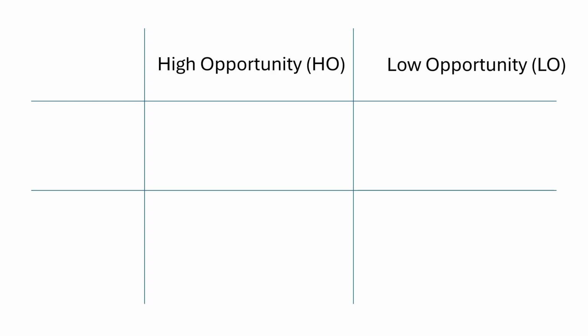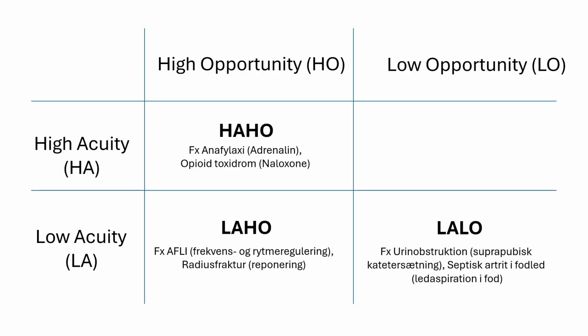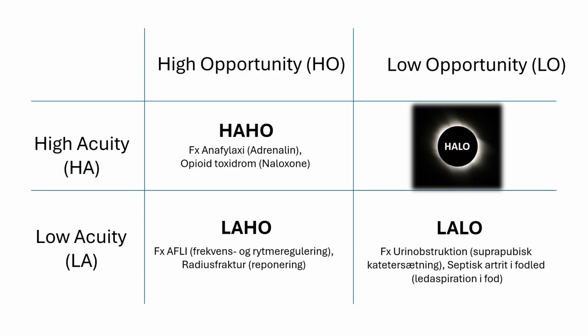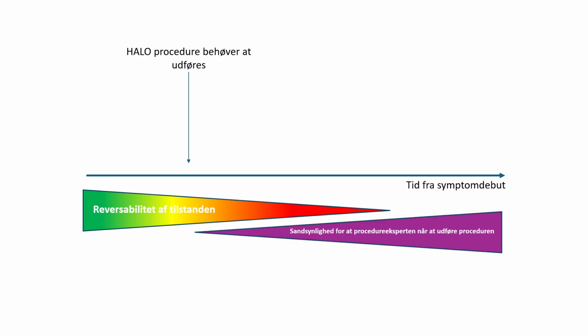We're talking about a lot of situations that are what you call low opportunity or low occurrence. They don't happen as often, and they're high acuity. These are what we call halo scenarios. I have an entire separate video about halo scenarios, but I guess the most important thing to know is this.